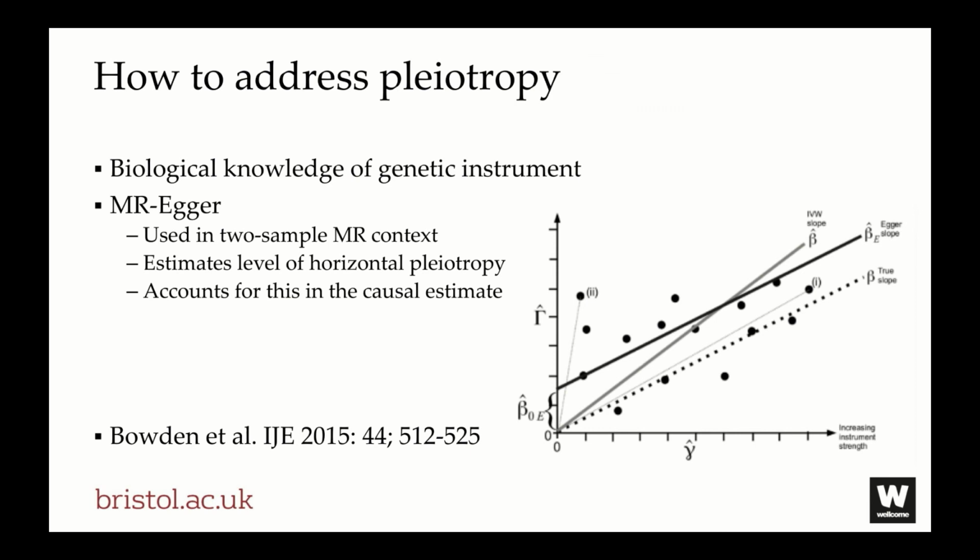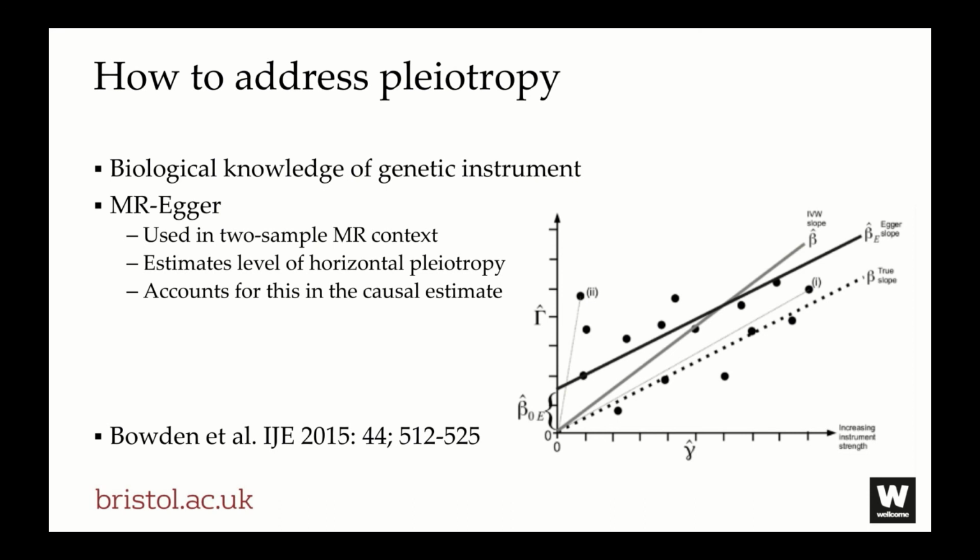And there's lots of different ways now that have been developed to try and overcome this. So first of all, as I said with the CRP example, people are just using variants that have good biological knowledge of what is functionally happening between your variant and your exposure, because that limits the possibility that there is any independent effect of your variant on your outcome.